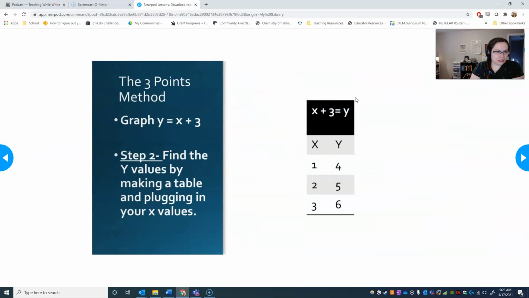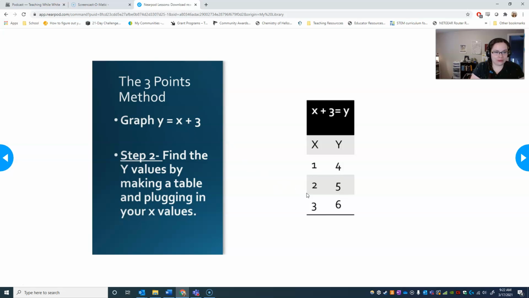So step 2, you're going to make a table and find the corresponding y values. So I have y equals x plus 3, and if I put a 1 in for x, that makes my equation 1 plus 3 equals y. So when I solve that by adding, I get y equals 4.